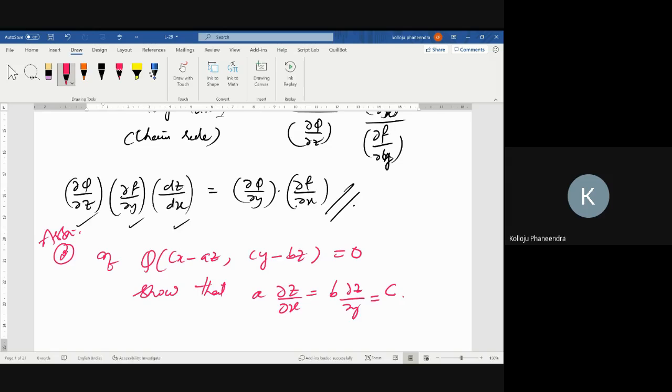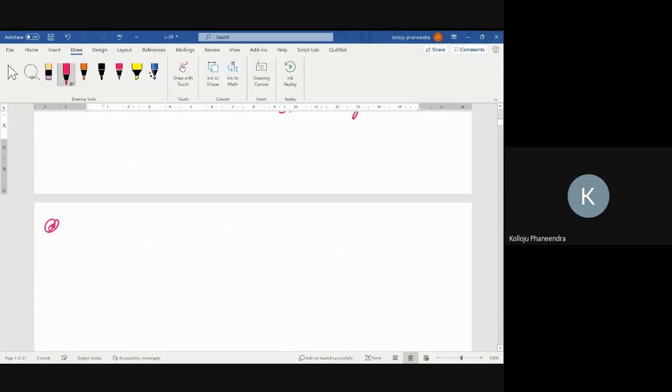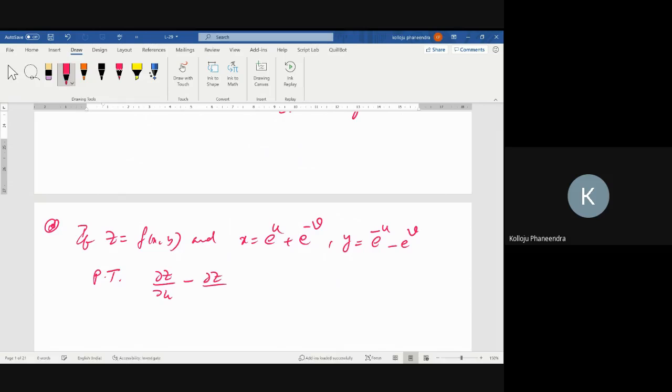Let me tell you the exercise problems. See, if z equal to f of x comma y and x equal to e to the power of u plus e to the power of minus v, y equal to e to the power of minus u minus e to the power of v, prove that dou z by dou u minus dou z by dou v equal to x into dou z by dou x minus y into dou z by dou y. Now, solution.